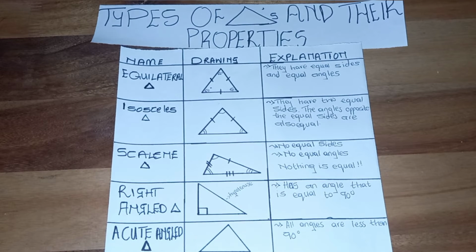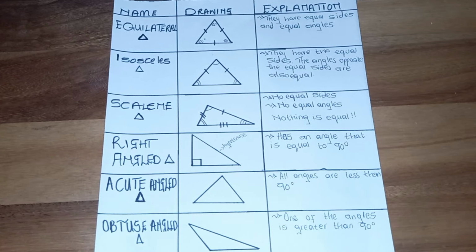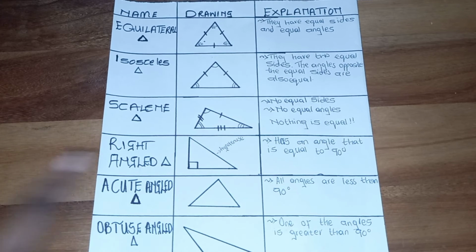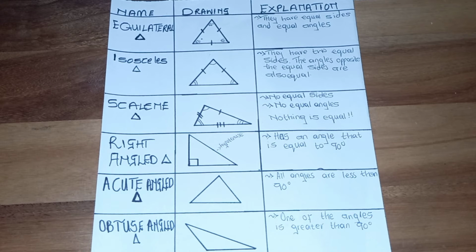Now let's move on to the fifth type of triangle, which is an acute angled triangle. So acute angles, as you've learned from the previous video, are angles that are less than 90 degrees. So meaning that in this type of triangle, all angles will be less than 90 degrees. This angle will be less than 90, this angle will also be less than 90, this angle will also be less than 90. So all the angles in an acute angled triangle are less than 90 degrees.